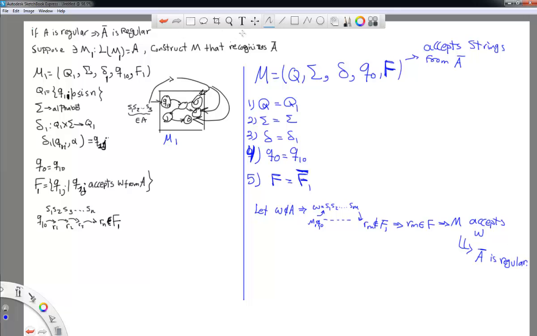So again, if W is in A complement, then W is not in A. Then if I break it down to the set of its symbols and I pass it through M sub 1, the last state is not going to be in F sub 1, the accept states of my original automaton, because W is not in A. And since the accept states of my new automaton are the complement of the accept states of my original automaton, that means that R sub m belongs to F, which means that M accepts W, which means that A complement is regular.